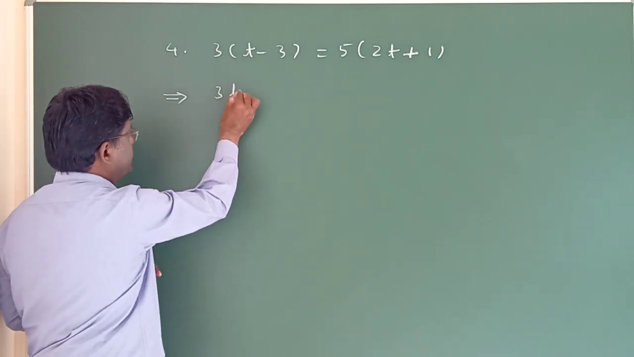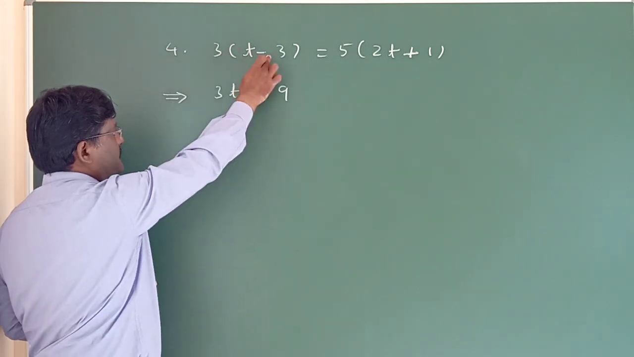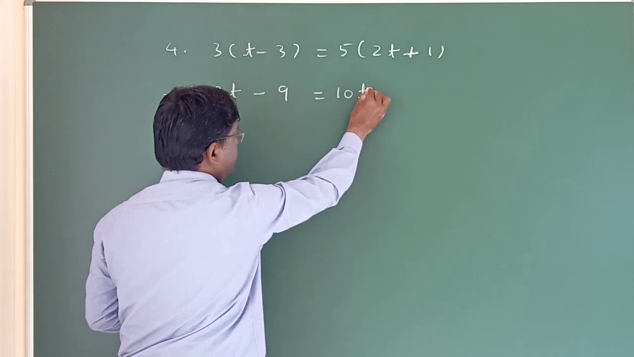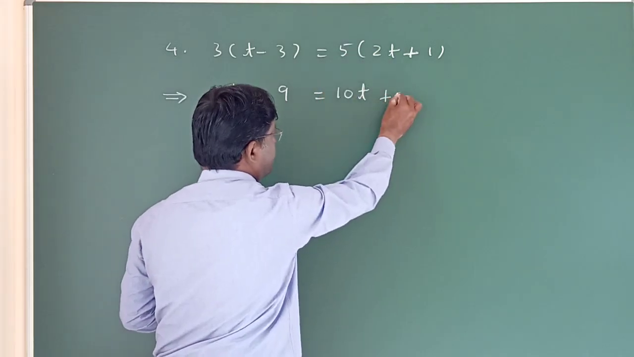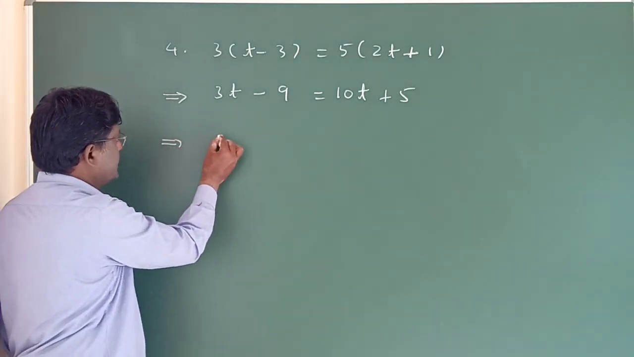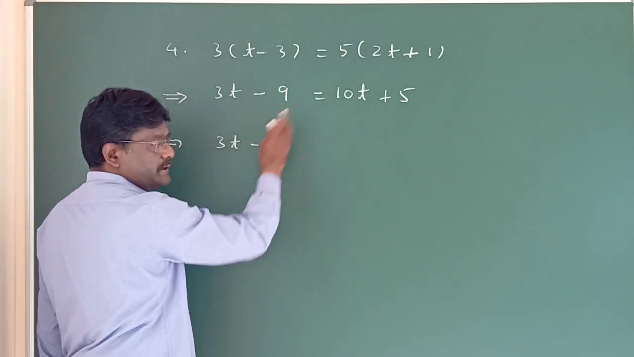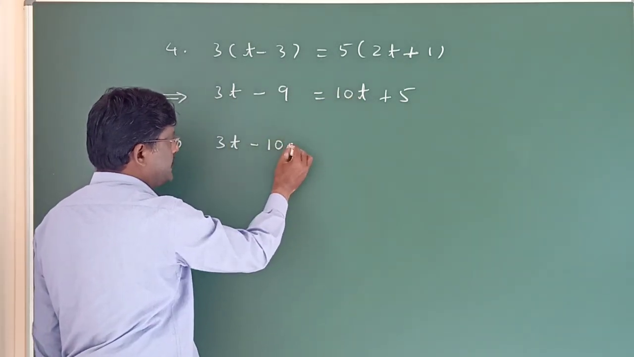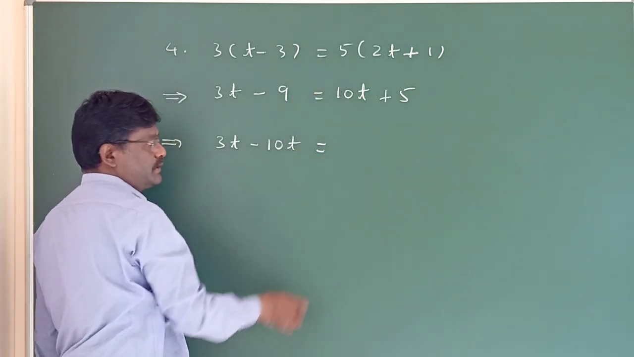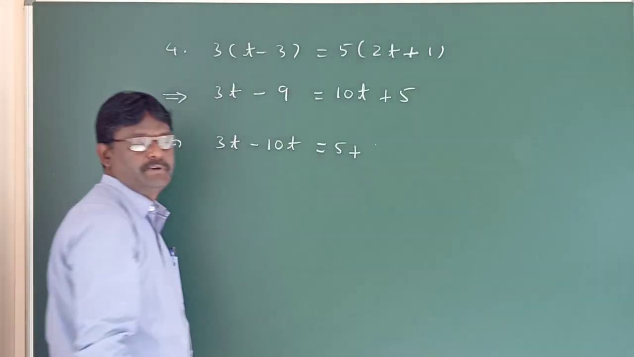3 into t. 3 3s are 9. How does 9 come, children? You know. How does minus come? Plus into minus. Put equals. 5 2s are 10 into t. Plus into plus. Plus 5 1s are 5. The unknown is t. Hence, by keeping the unknown on the left hand side, 3t, bring this to the left. 10t becomes minus 10t. Put equals. Should come, let it be in one line. 5 minus 9 becomes what? It becomes plus 9.